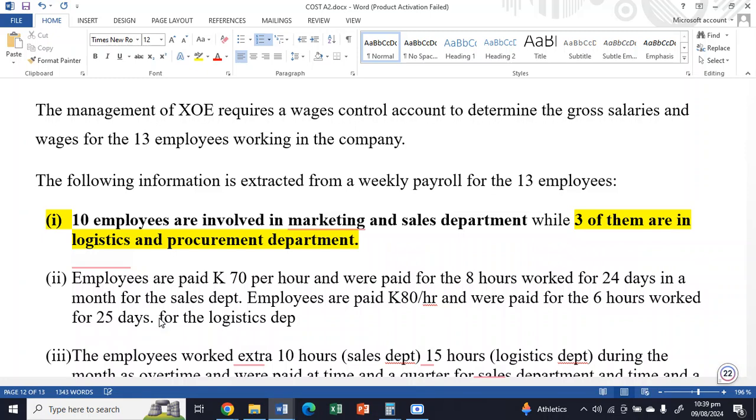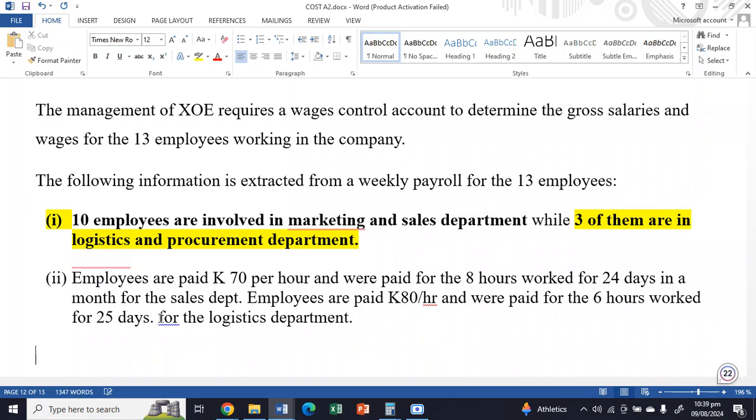So we need to calculate how much we need to pay our workers. This is basically our direct labor. Okay, so we want to find out what is our direct labor cost. Okay, colleagues, let's do this together. What are we supposed to do?